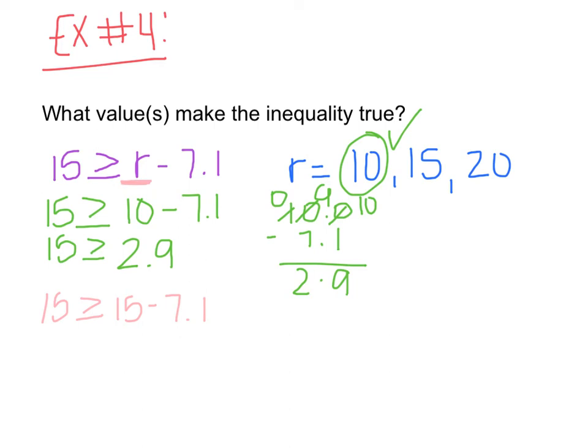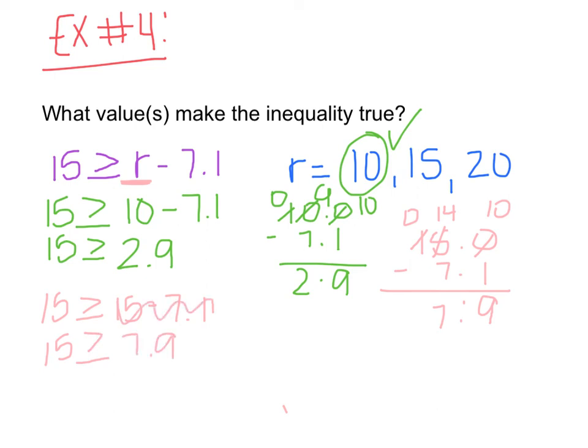All I did was plug in the number 15 where the r was. And over here I'm going to do my work. 15, have to add a decimal and a 0. And I'm going to subtract 7 and 1/10. And we get 7 and 9/10. So let's see if that's true. 15 is greater than or equal to 7 and 9/10. Yes, that's true. It is greater.